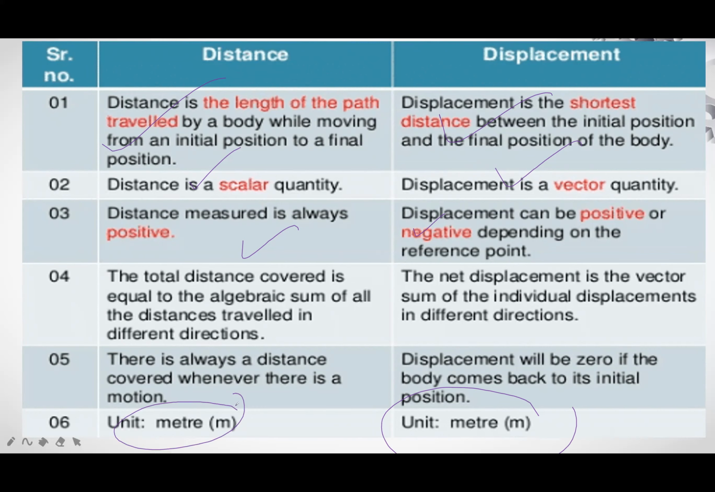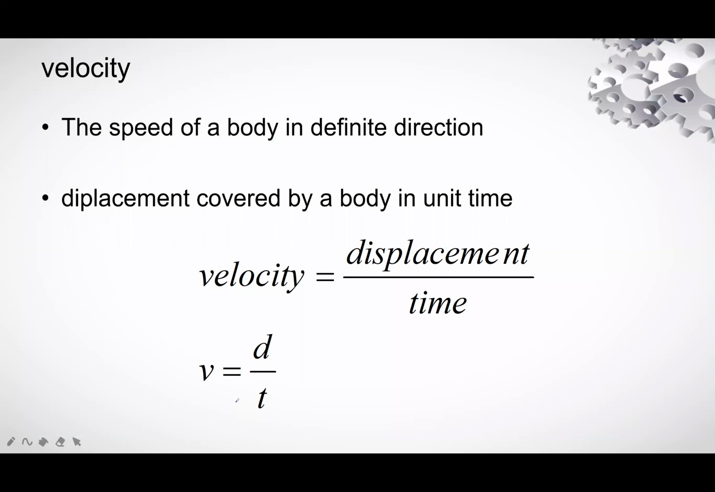Now, next is velocity. The speed of a body in a definite direction is called velocity. Speed is distance per unit time.